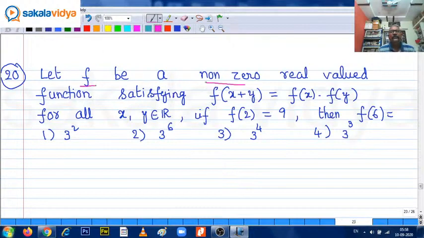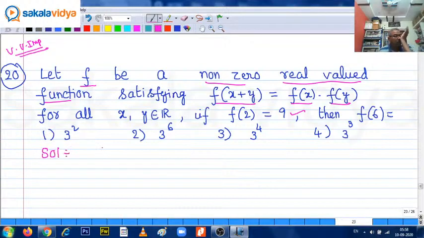Let f be a non-zero real valued function satisfying f of x plus y is equal to f of x into f of y. Then f of 2 is equal to 9. We need to find out f of 6. So this is also a very important problem. Solution.